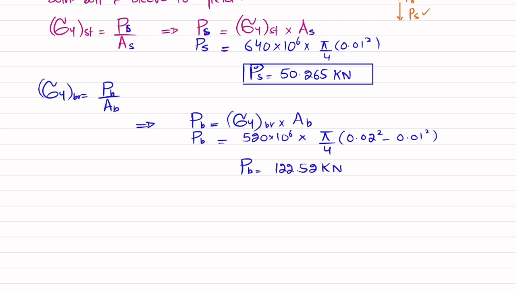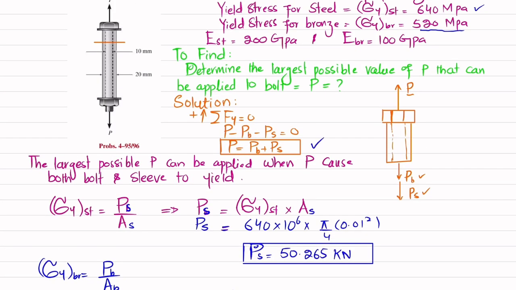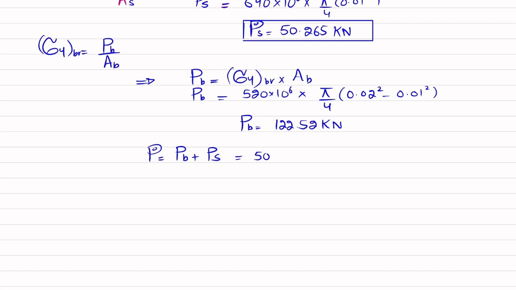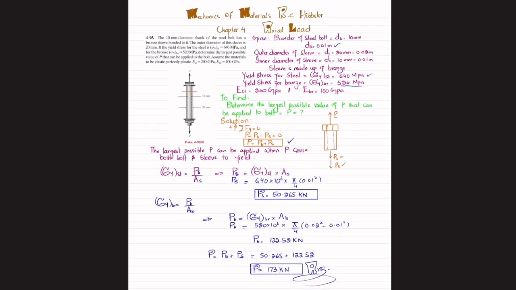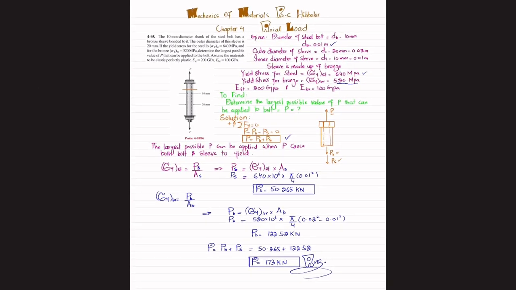Now when you calculate it, the load taken by this bronze sleeve will be equal to 122.52 kilonewton. As we know that we are interested to find P, and we know that P is equal to PB plus P of steel, which we have written over here. So put the values: 50.265 is the load taken by this steel bolt, plus P bronze, which is 122.52 kilonewton. When you add them both, you will get 173 kilonewton. So this is the maximum amount of load P that can be applied on this steel bolt having bronze sleeve bonded to it.